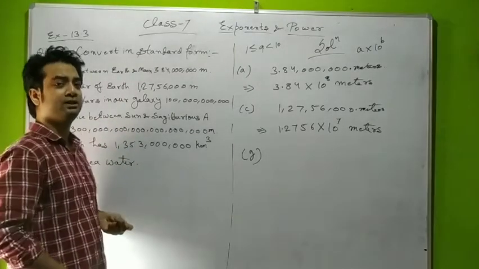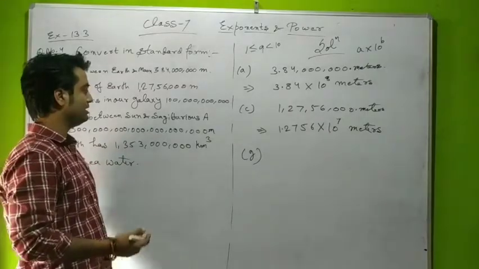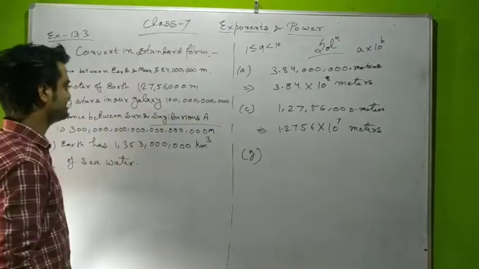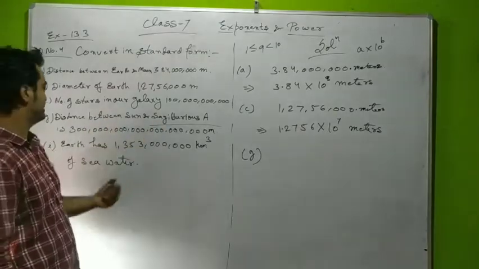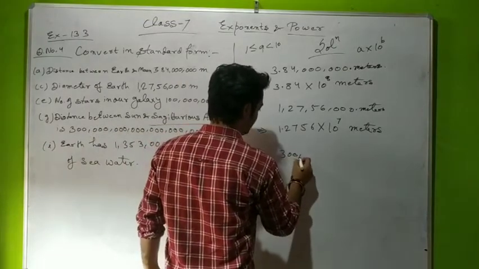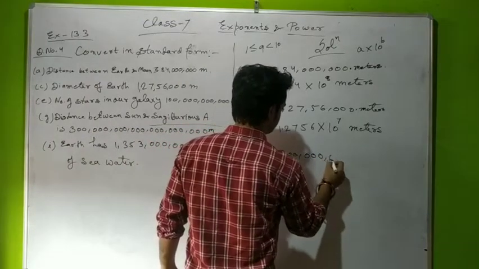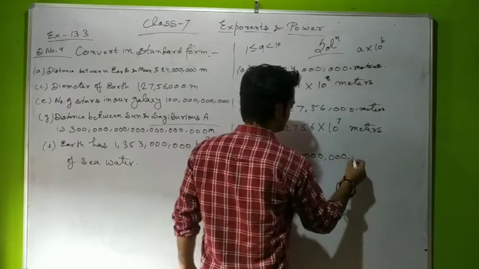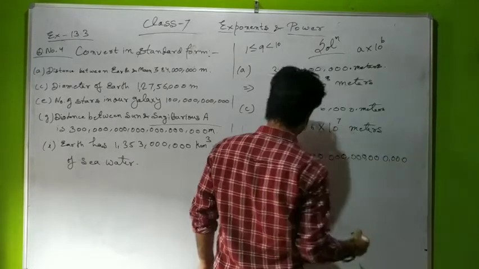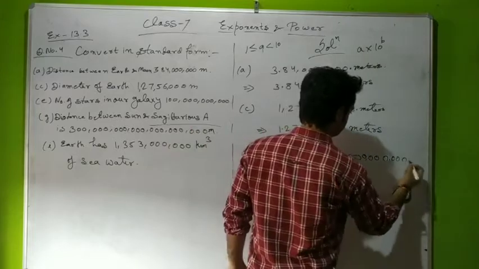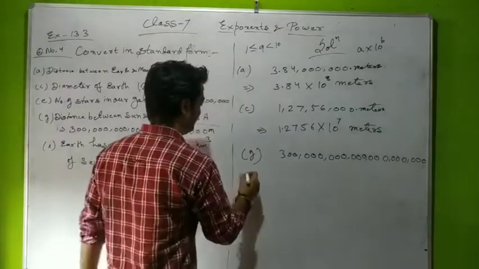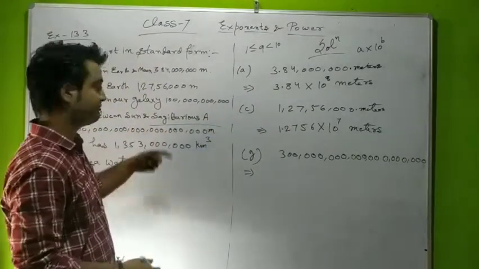As we know, in the center of the Milky Way galaxy there is a supermassive black hole, and the supermassive black hole of our galaxy is named Sagittarius A. The distance between the Sun and Sagittarius A is given here. After 3 there are 20 zeros. Such a huge number it is, in meters. How will we write it in meters? It is already in meters. We have to write it in standard form.